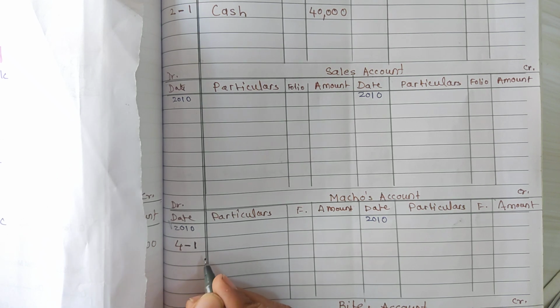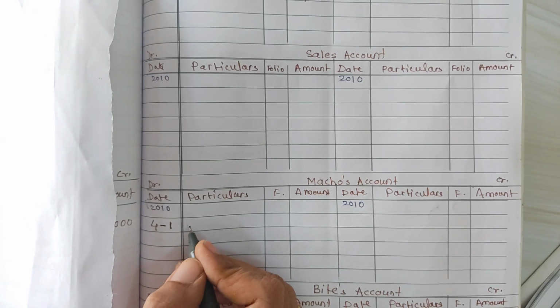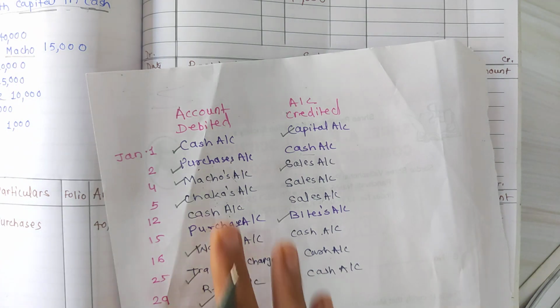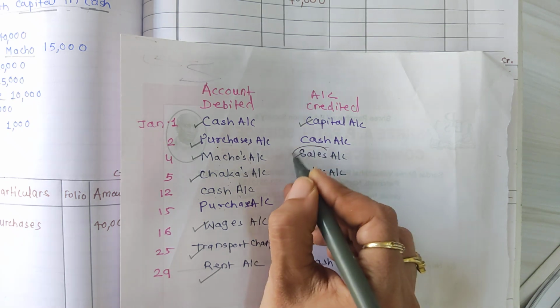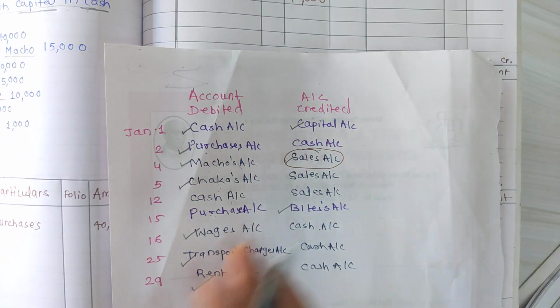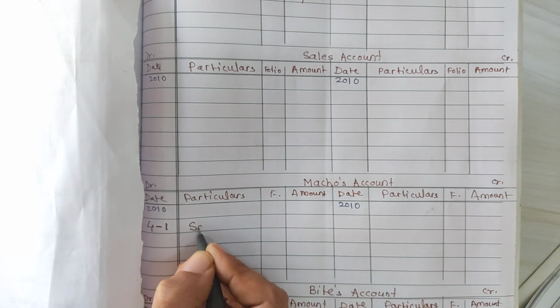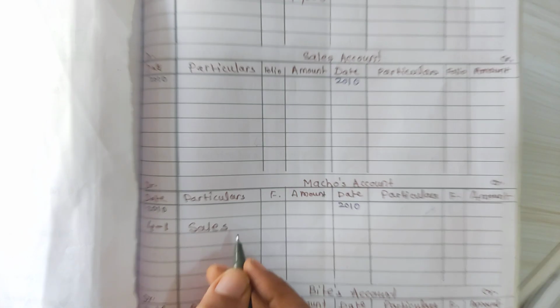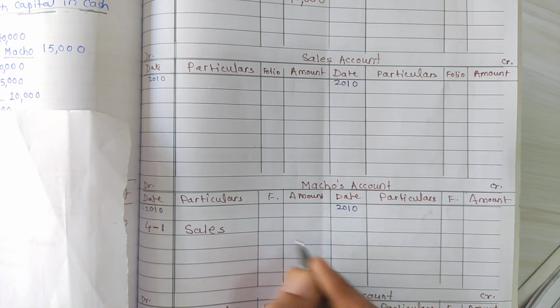Transaction is on 4th January. So in the Macho's account, writing on the debit side 4th January. While writing, you have to write down the name of the account which is credit side. So sales account is credited. So here in the Macho's account, write down here the word sales. What is the amount? Amount is 15,000.